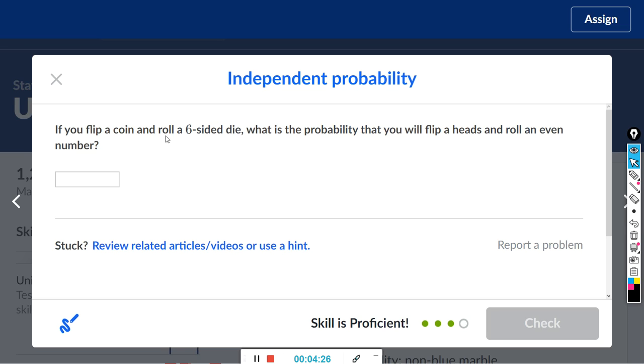If you flip a coin and roll a 6-sided die, what is the probability that you will flip a heads and roll an even number? So these are 2 independent events. So we're just going to multiply the 2 probabilities by each other. So when you flip a coin, the probability of getting heads is just going to be 1 out of 2.